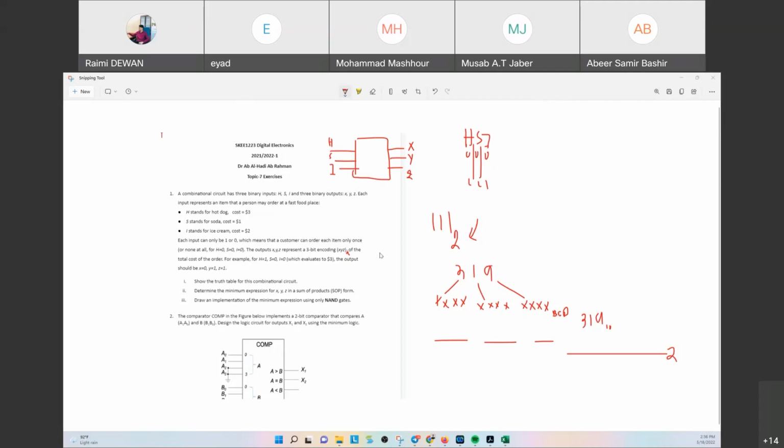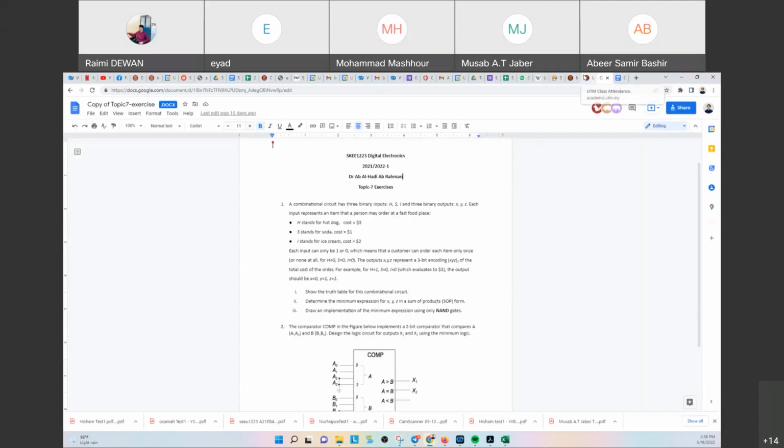Okay, so it is a min term, means it is a min term M, and then it's an SOP, and then draw an implementation of minimum expression using only NAND gate. So what you can do is that you do a truth table first, and then depends, you want to use K-map or whatever. Okay, so let's go for the answer.